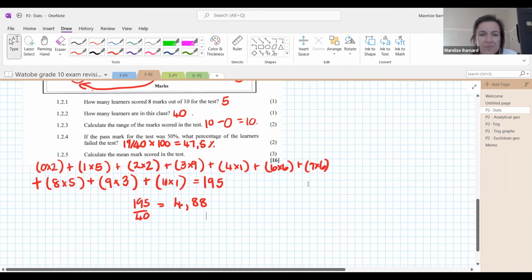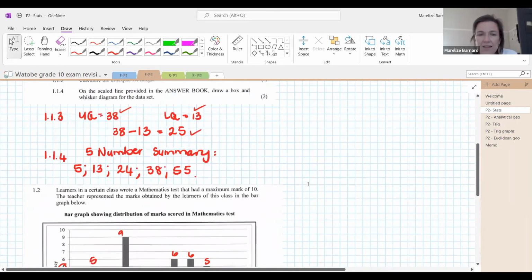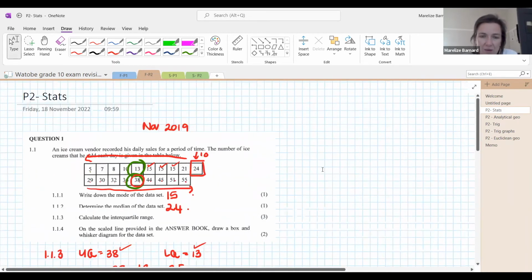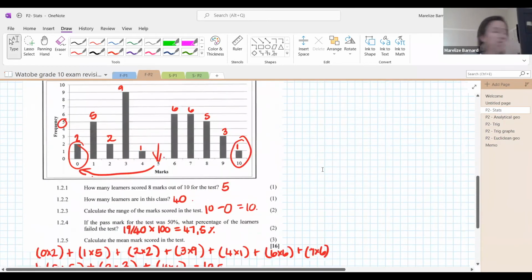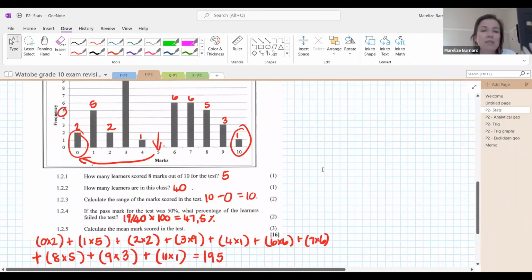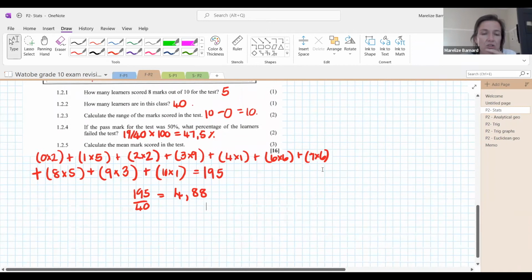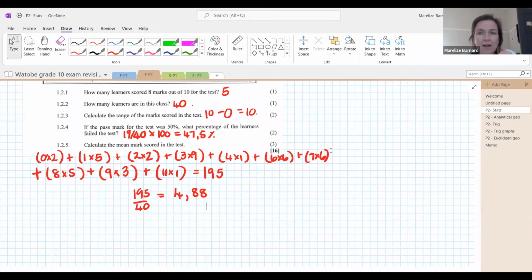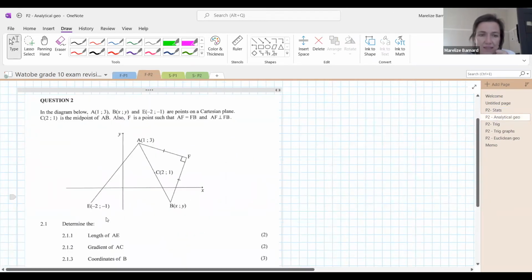Okay. Well done, everyone. That's the stats. I think that's quite nice. Remember, you also have the estimated mean that you just need to go over. But yeah, otherwise we can move on to the analytical geometry.